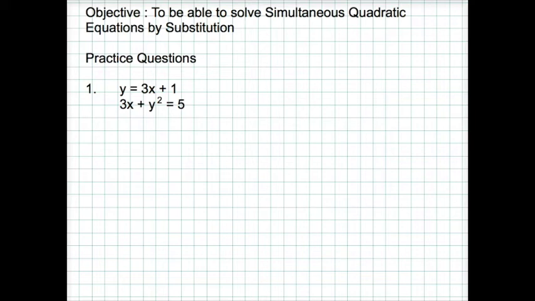Hi. Welcome back. Let's now start to go through these together. Question 1 then. The first thing you notice about this is that there is the y squared there in one of those equations. This means we've got a quadratic, so we have to use the substitution method to solve it. The first thing you do, always, is rearrange one of the equations so that you've got it in terms of either x or y.